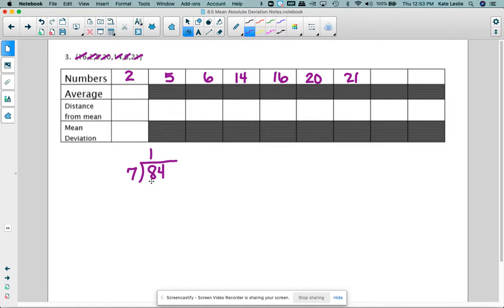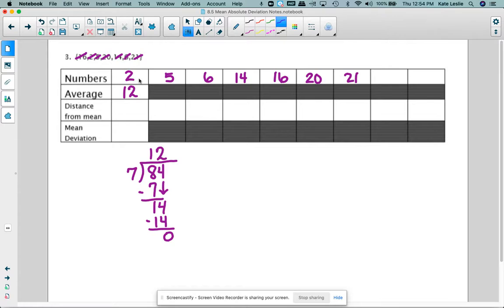7 goes into 8 one time. When I subtract, I get 1. Bring down the 4. 7 goes into 14 2 times. 2 times 7 is 14. So I get a remainder of 0. So my mean is 12. Okay, this is where I create my new data set. So I have to subtract. I have to find the difference from each of these numbers.